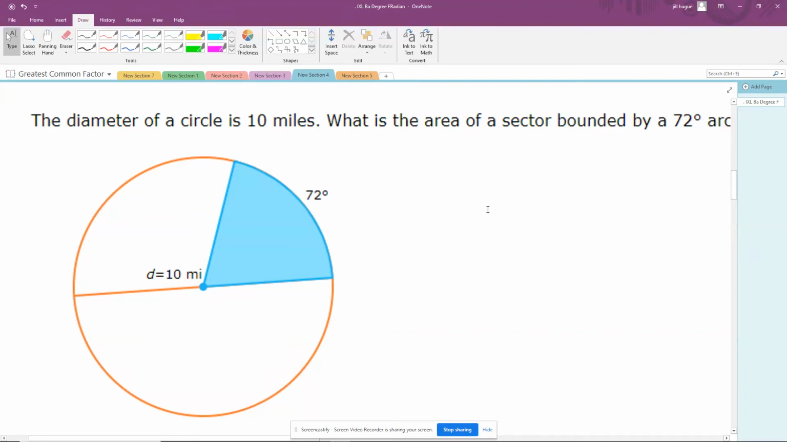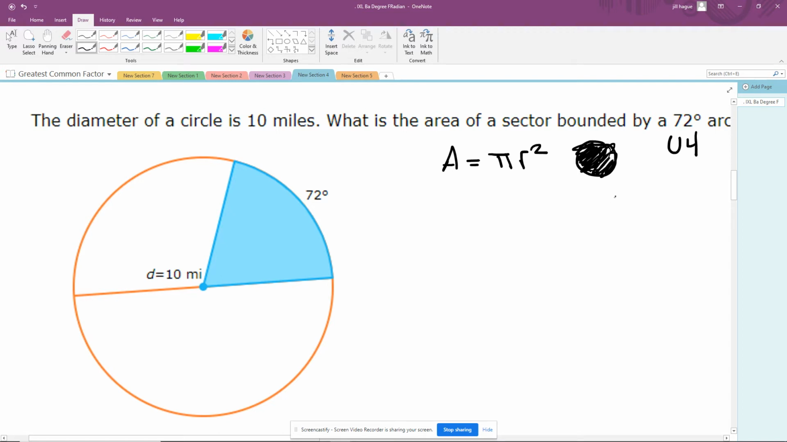Okay, this is IXL U section U4, area of sectors. A sector is just a portion of a circle. So if we understand the area of a circle is pi r squared, what that really is, right, is this. It's the shaded in area of a circle.